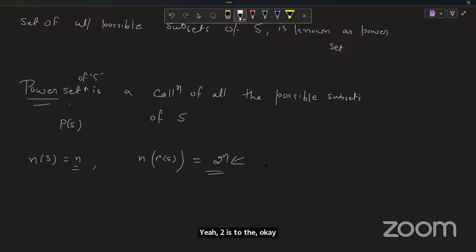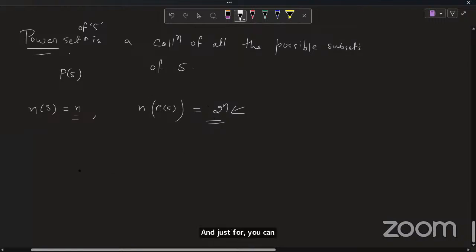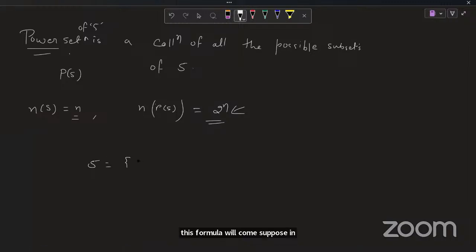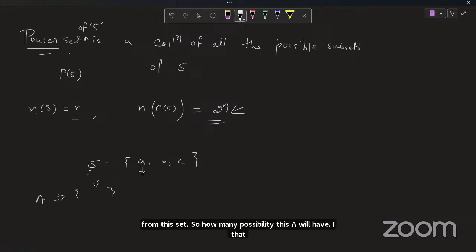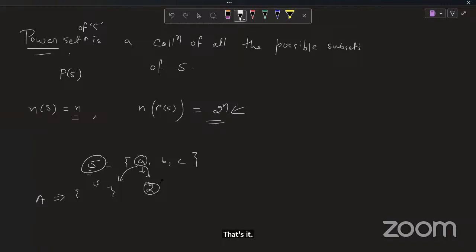This is just a formula, but I will explain how this formula comes. Suppose in your set you have 3 elements, A, B, C. Now if I form a subset, how many possibilities will A have? Either A will be inside the subset or outside it, right? So the possibilities are that A will either be an element of the subset or not. For each element we have 2 possibilities.